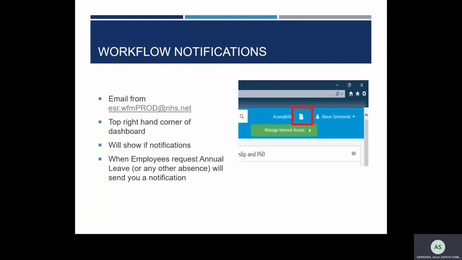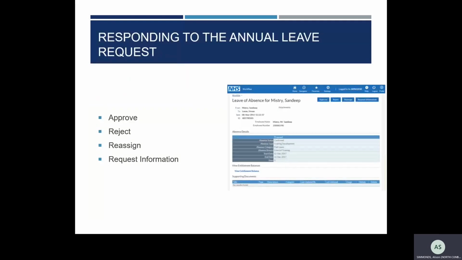So, workflow notifications are notifications that you get when something has been actioned on the system. You probably already know what these are. You also get an email to prompt you and let you know that you have notifications, sent from the email address on the slide. Once you click on the icon for workflow notifications, you will get a list. You will get notifications for when an employee requests annual leave or any other absence.